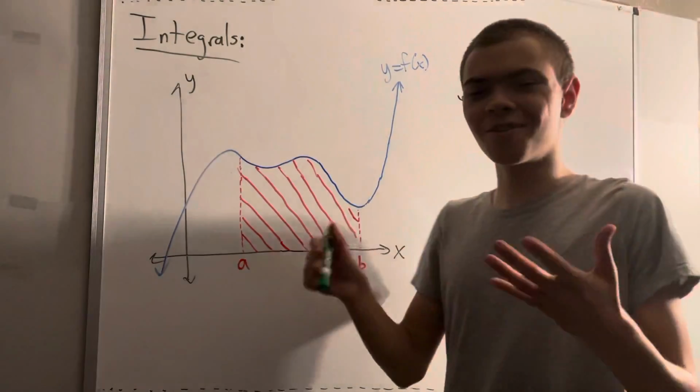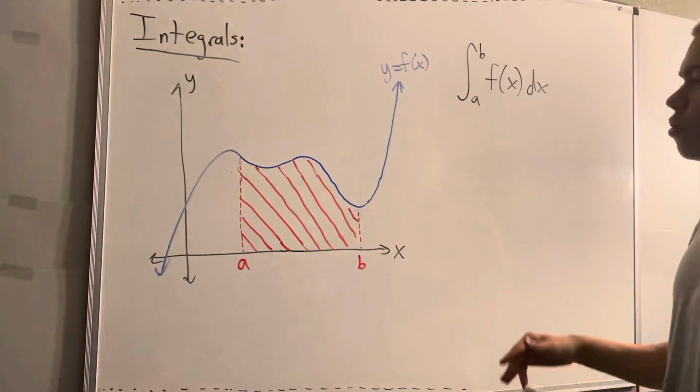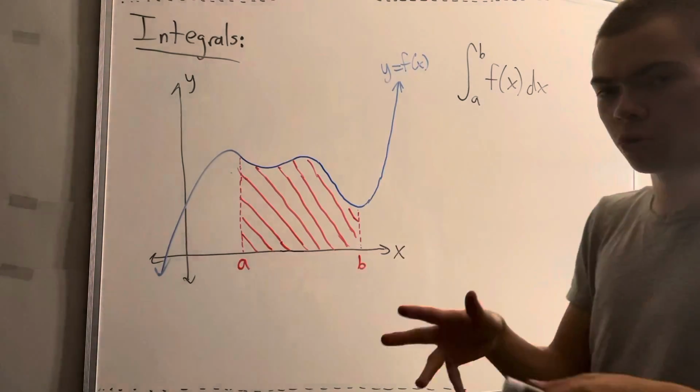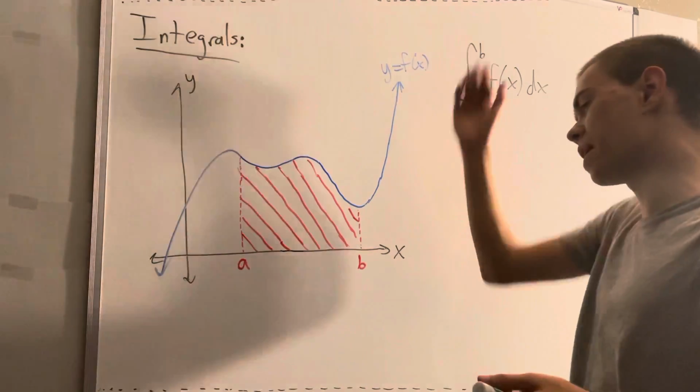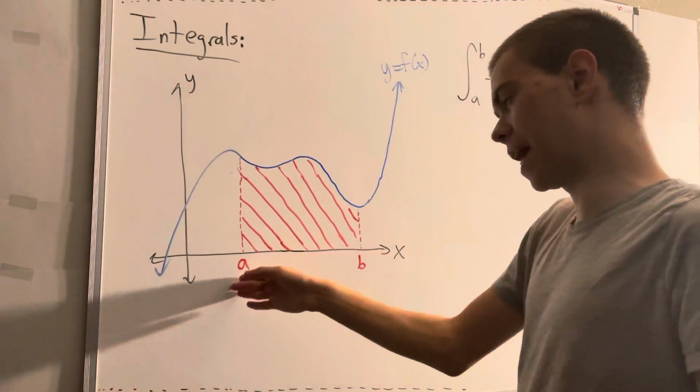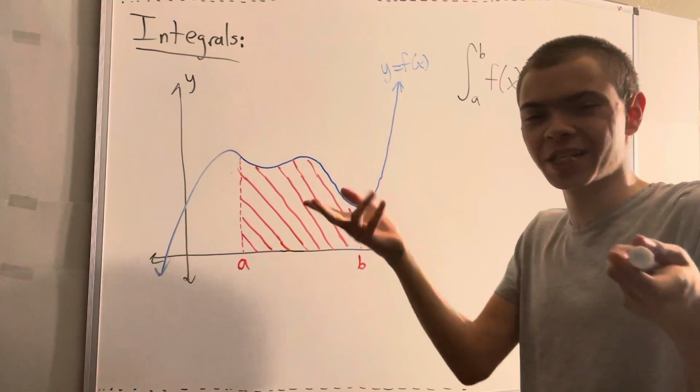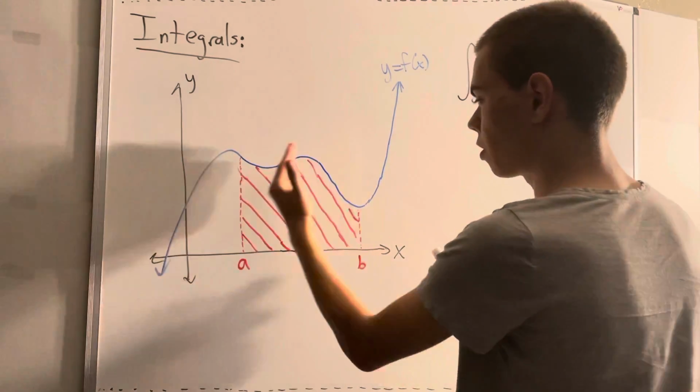So now that we understand the idea of an integral, the integral is pretty much just the area underneath the curve of some function f of x on some interval like a to b. That's the general idea of an integral, where it's pretty much just the area underneath this curve.